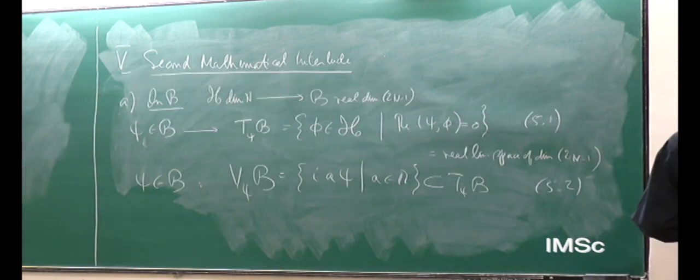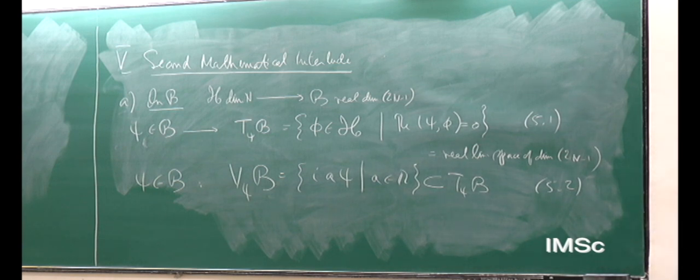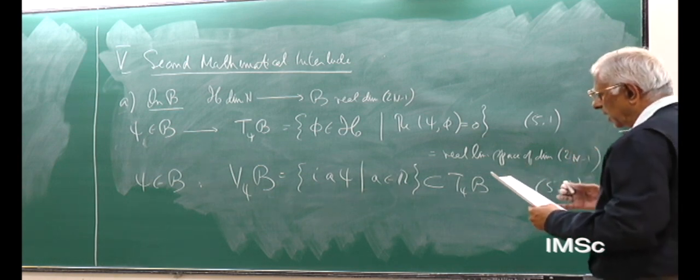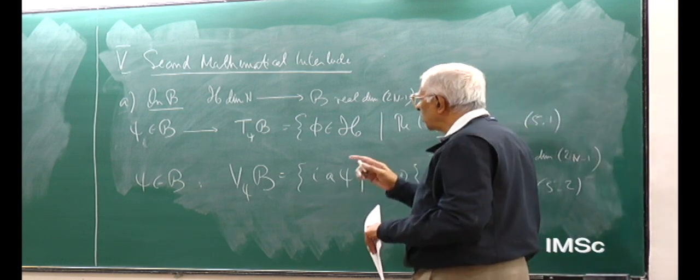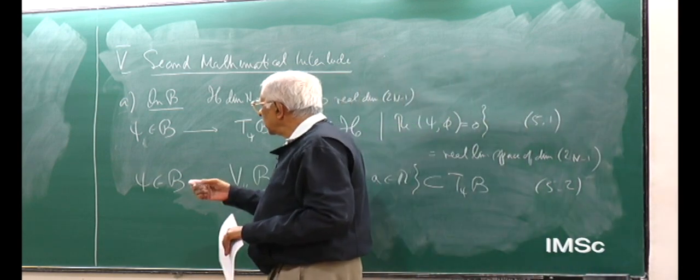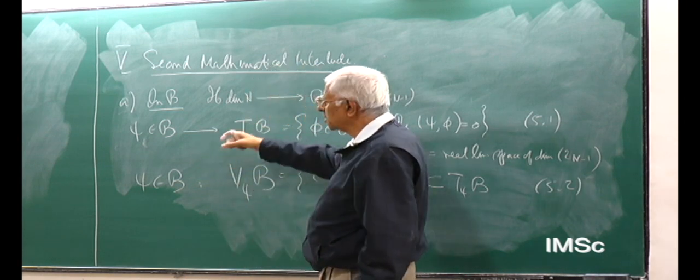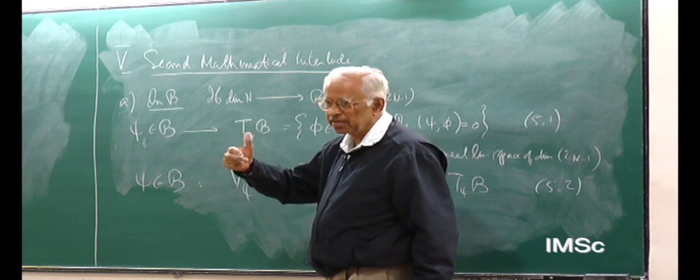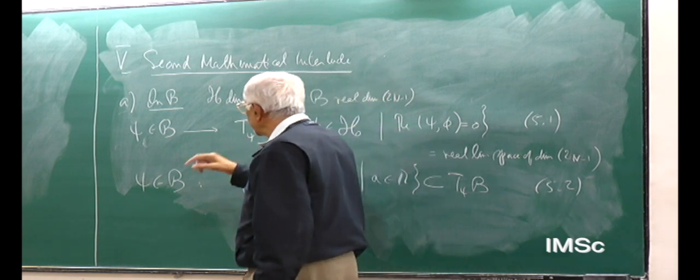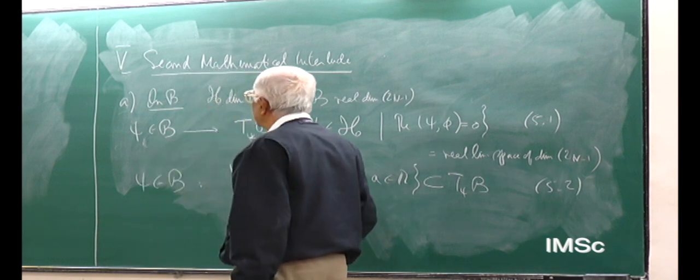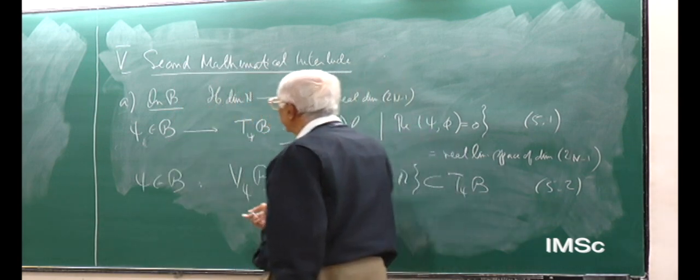Now, you remember this one form, capital A, which I have written here in somewhat symbolic way. This was defined earlier. Now, what is the general meaning of a one form on any manifold? Any one form on a manifold consists of a linear functional on every tangent space.